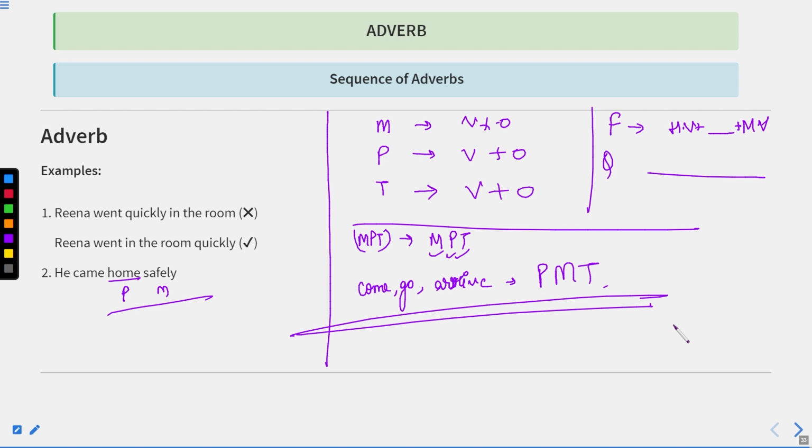Well, I hope all these things are sufficient for you and are understood by you. These rules are very, very important for anyone to remember. Okay, well, now this is enough for today's session. In the next session, we'll be discussing some more types of adverbs, also some more sequences related to adverbs. But always remember one thing, that is MPT and PMT.